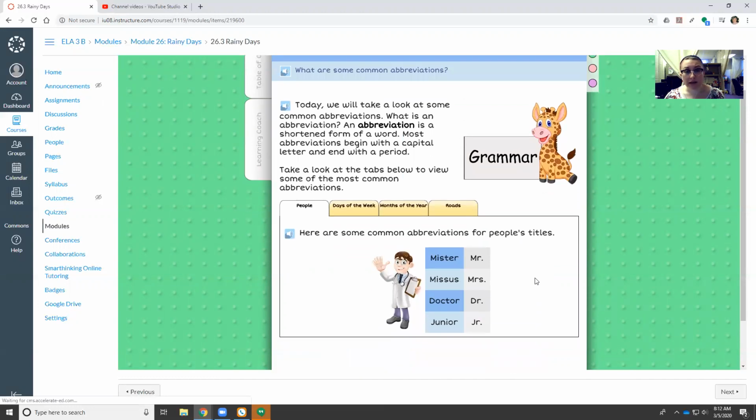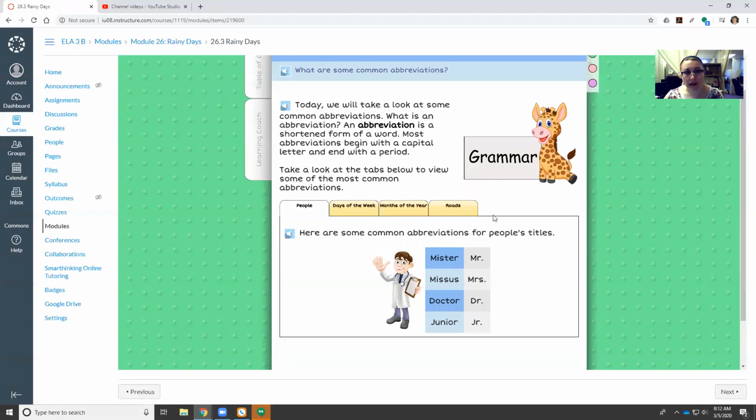Today we're taking a look at some common abbreviations. So what is an abbreviation? That's like a long word. So it's a shortened form of a word. So abbreviation is a big word that means make words shorter. So abbreviations begin with a capital letter and end with a period.